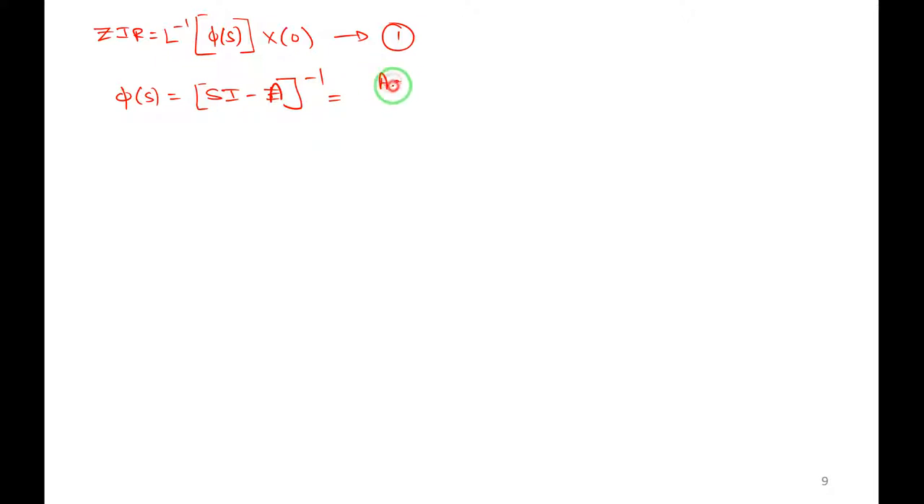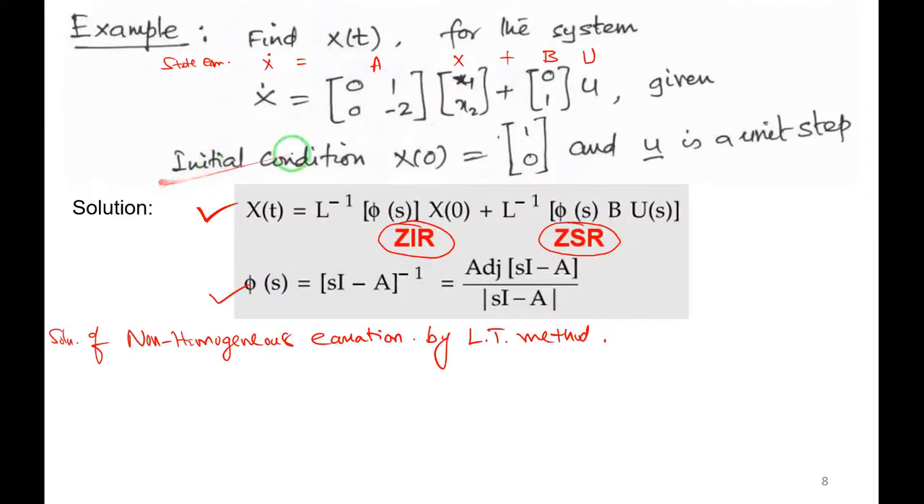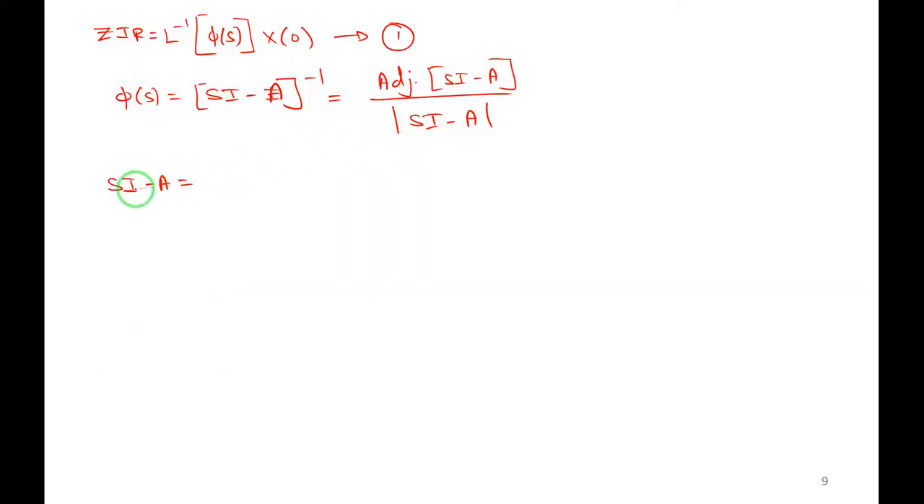We know this: it is the adjoint of the given matrix sI minus A divided by the determinant of the matrix sI minus A. First we'll find out the adjoint, but before that, we'll find out sI minus A. In order to get the identity matrix, first we have to look at the order of the A matrix. The order of A matrix is 2 cross 2, so the identity matrix should also be 2 cross 2. So [s 0; 0 s].